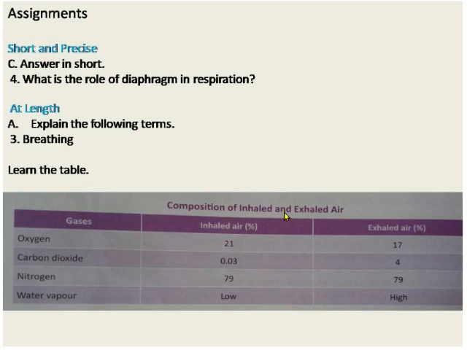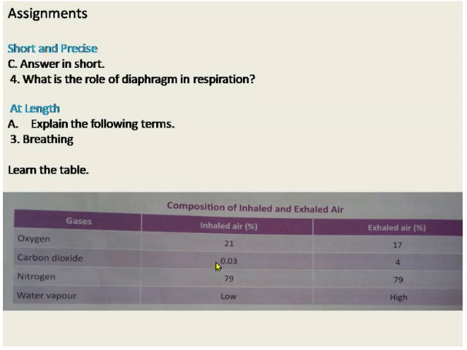Composition of inhaled and exhaled air. Gases are given and their percentage is given in the inhaled air and exhaled air. Oxygen in inhaled air is 21%, but in exhaled air it is only 17%. Where has this 4% gone? This 4% is absorbed by our lungs.